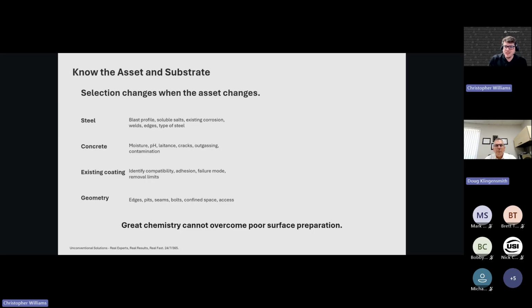That you're repairing any existing pitting or corrosion. Do you need to smooth over any of those welds? Do you have other edges? What's the type of steel? A lot of those things are going to go into your product selection at the end of the day.